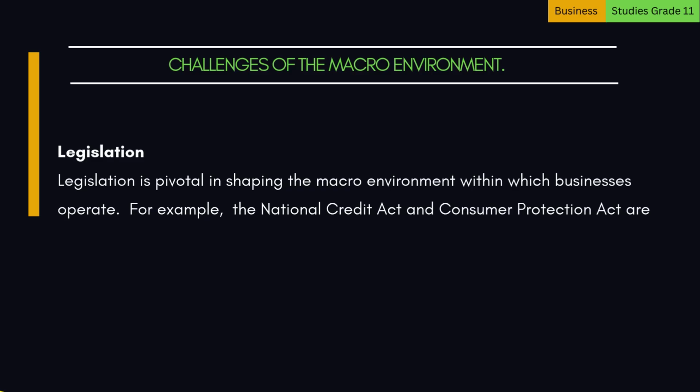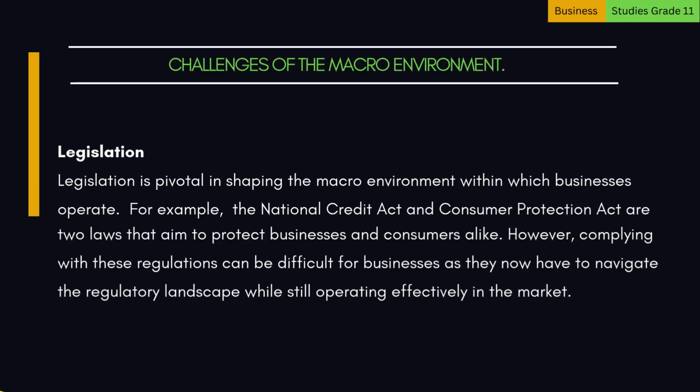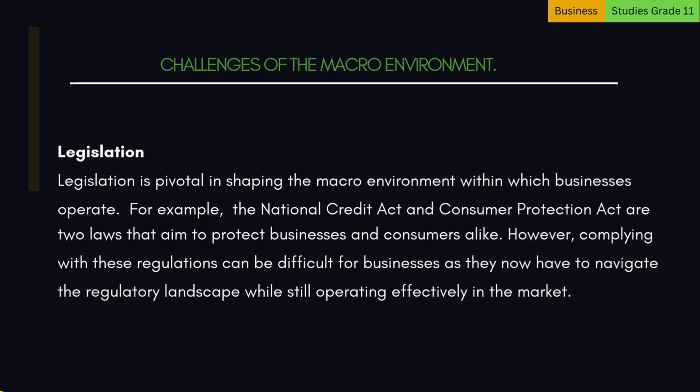3. Legislation. Legislation is pivotal in shaping the macro environment within which businesses operate. For example, the National Credit Act and Consumer Protection Act are two laws that aim to protect businesses and consumers alike. However, complying with these regulations can be difficult for businesses, as they now have to navigate the regulatory landscape while still operating effectively in the market.